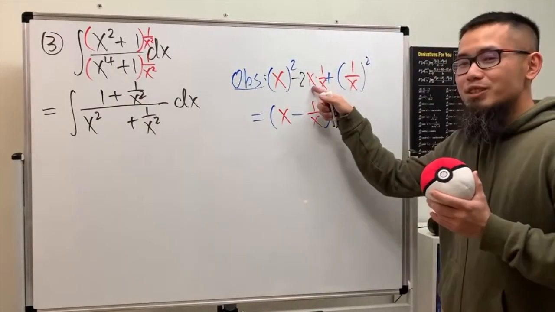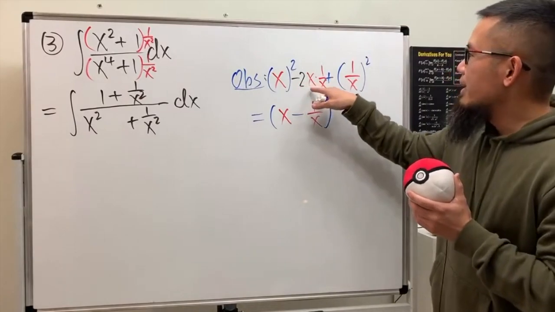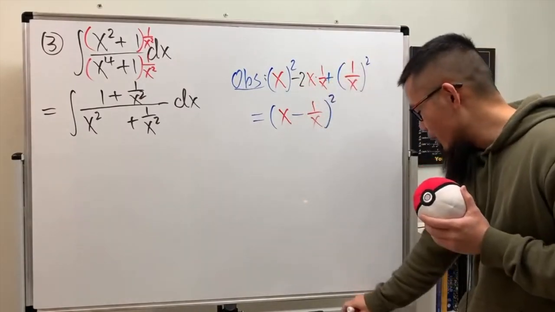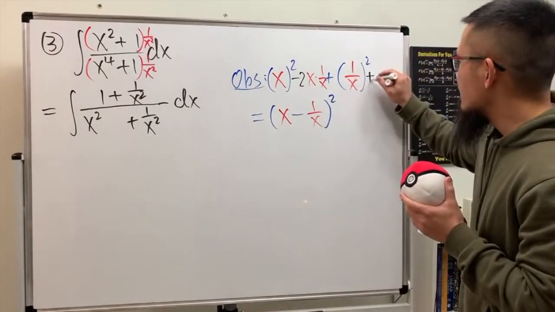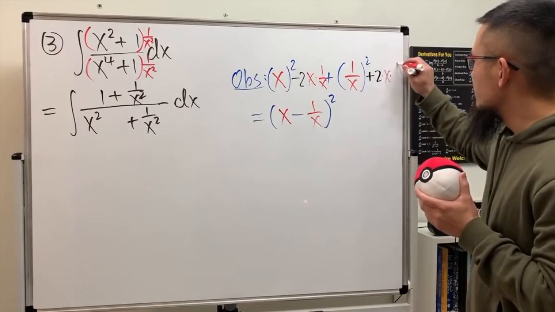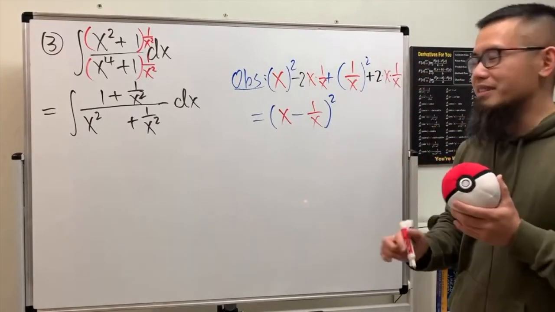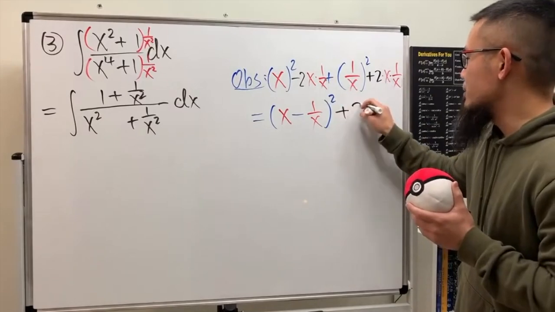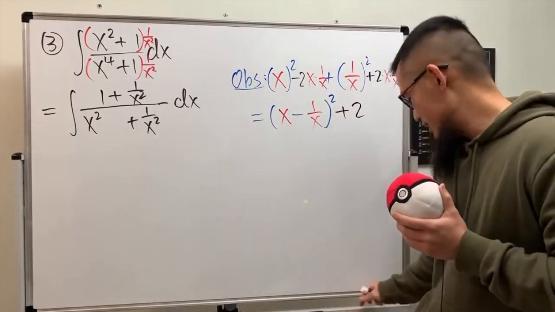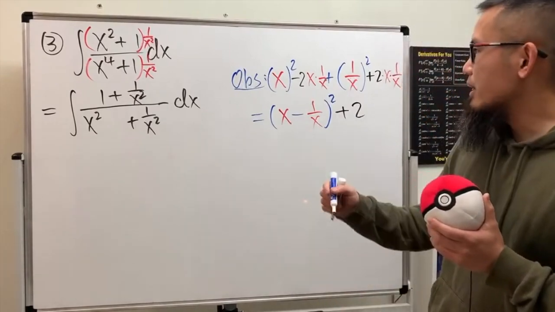Of course, we cannot just subtract the 2x minus 1 over x out of nowhere. It's okay. All we have to do is go ahead and add this at the end. So I will put down plus 2 times x and then multiply by 1 over x. But this is really just a plus 2. So that's what we have on the bottom. And let's just go ahead and put that down here.